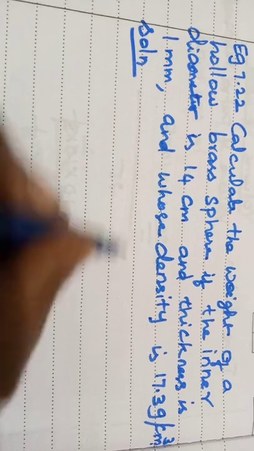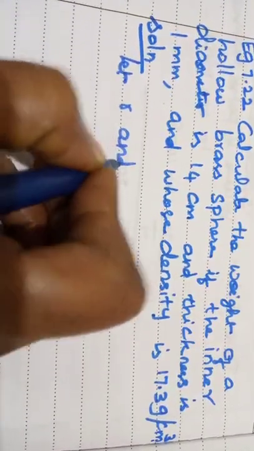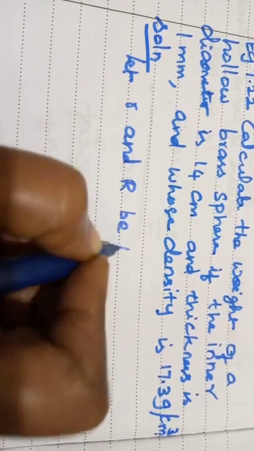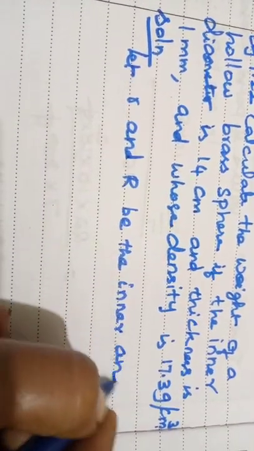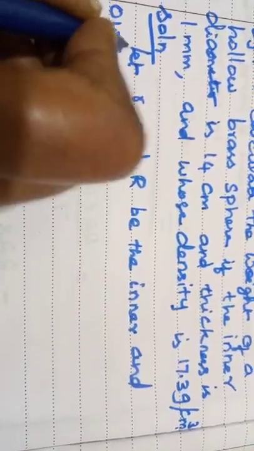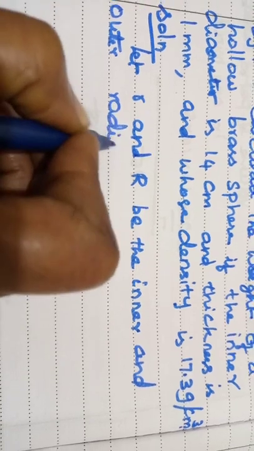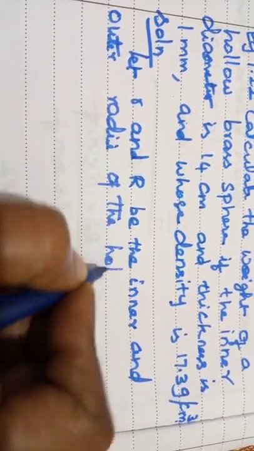Let us do. Let small r and capital R be the inner and outer radii of the hollow sphere.